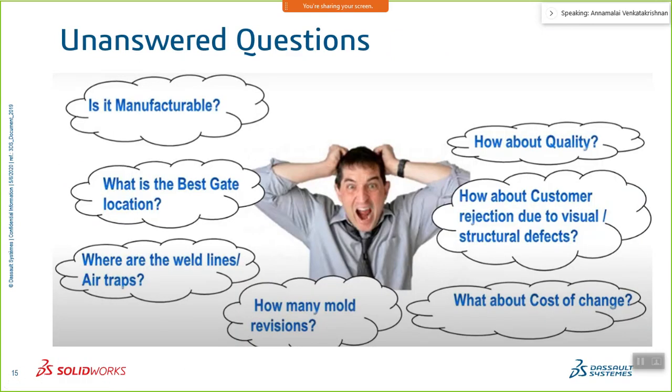Now the main thing comes: is it manufacturable? Some of the unanswered questions: what is the best gate location? The majority of the industries which are into injection mold manufacturing, right, have to take into account these things, like where are the weld lines, air traps, how many mold revisions are needed before my part is finally produced, how about the quality, etc. Right? If there are various revisions coming up, then the cost also increases. So these are a few questions which are troubling most of the plastic industries.